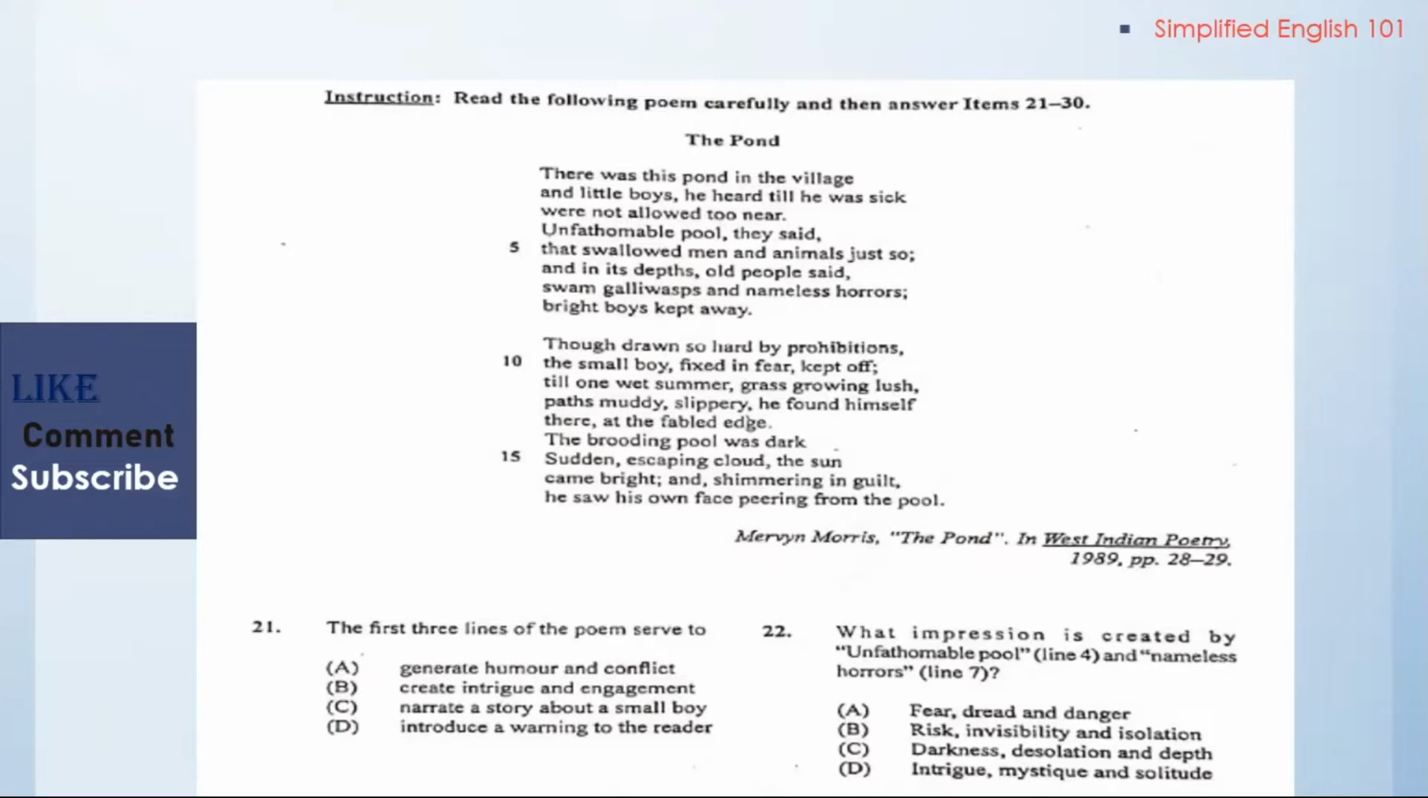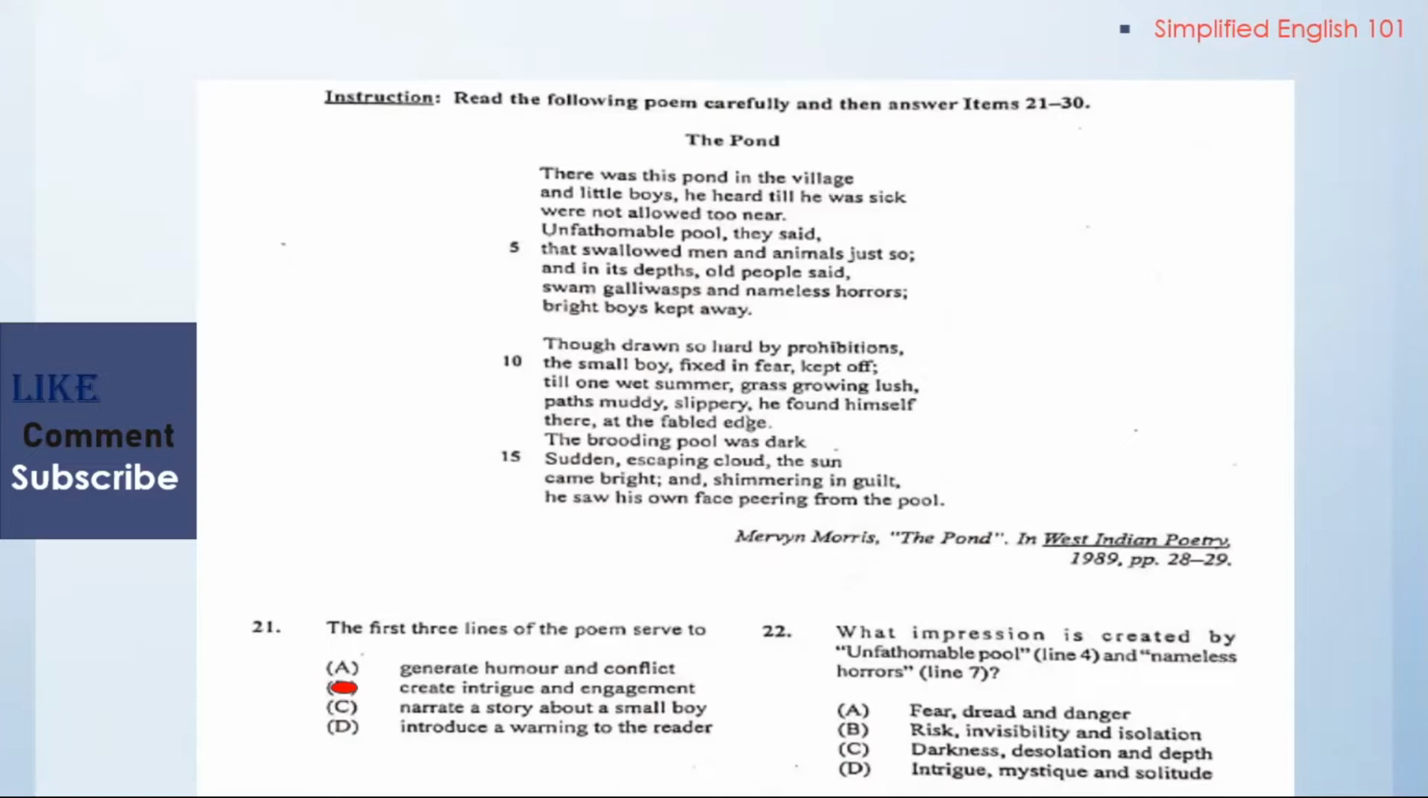Question 21 reads, the first 3 lines of the poem serve to create intrigue and engagement. When we read the first 3 lines, we become interested in what this pond is about. Why is it that this pond was something that was discussed until this boy was sick, but then he's still not allowed to go there? Especially when we think about a pond and a boy, we think about nature, we think about adventure, we think about experience. It creates intrigue in us, the reader, and of course, engagement.